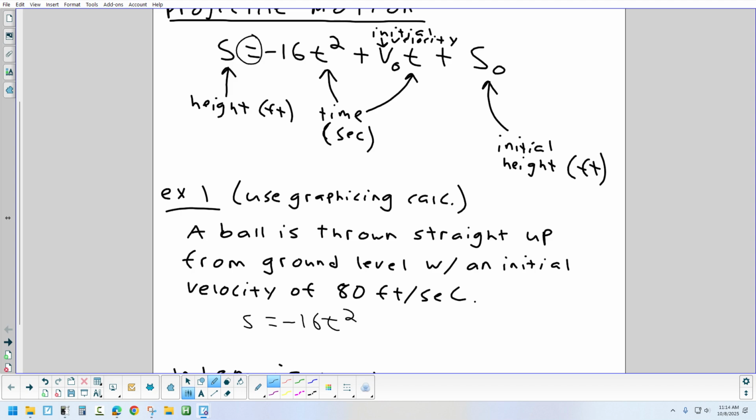Okay, the next part is going to change. Plus V sub 0 t. What's our V sub 0 in this case? Yeah? Initial velocity. How much is it? 80 feet per second. So you're going to fill 80 in for V sub 0. And what's next to 80? T. And the last thing you have to do is plus the initial height. What was the initial height of the ball? 0. It was on the ground. So that's the formula that represents the height of this object based on those conditions.